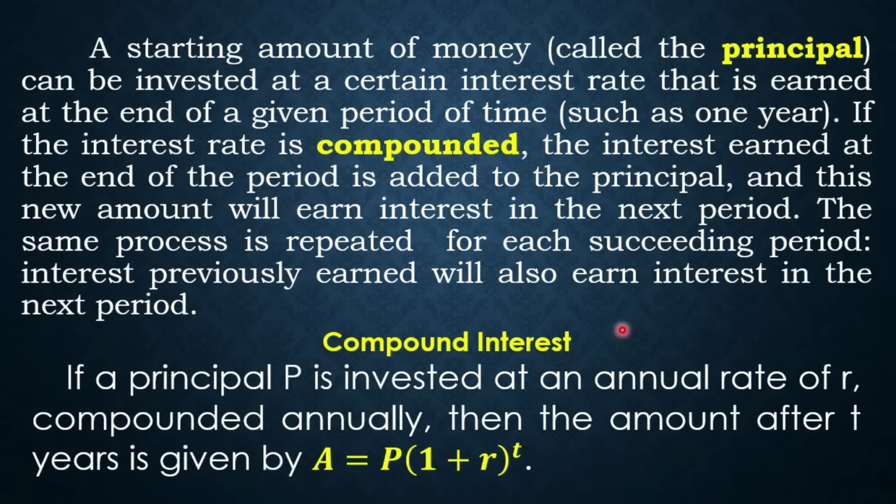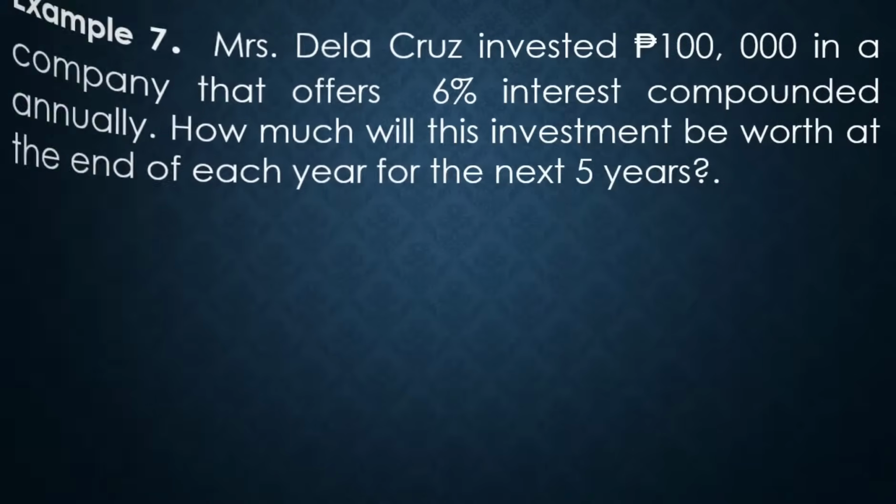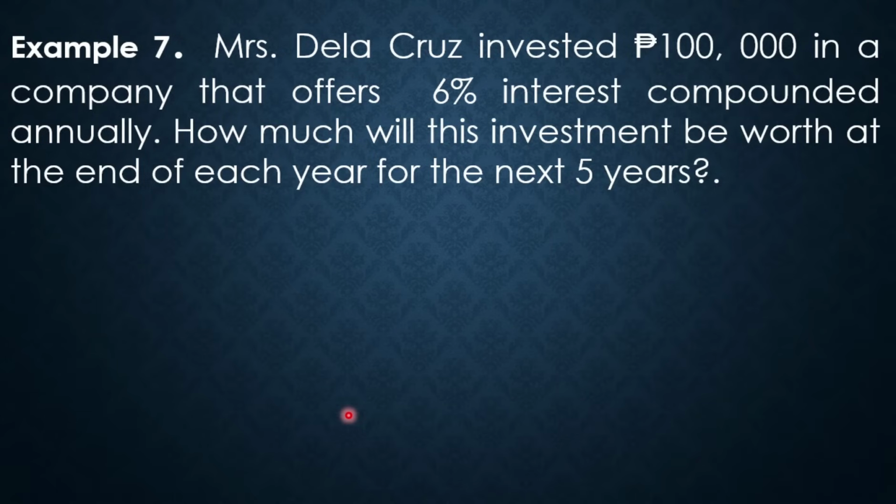So by using this exponential model, we have P as the principal amount, and R is the annual rate, and T is the time, the amount after time years is given. So we can use this exponential model for compound interest. For example, Mrs. De La Cruz invested 100,000 in a company that offers 6% interest compounded annually. How much will this investment be worth at the end of each year for the next 5 years?